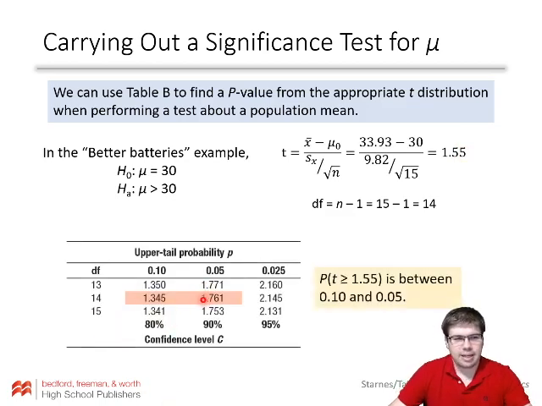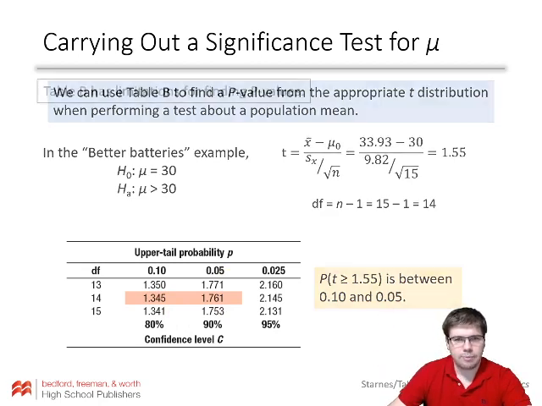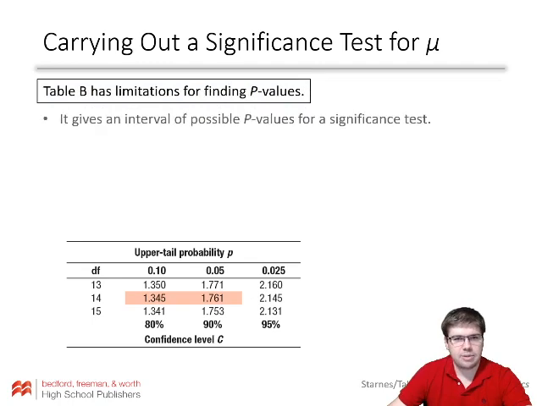So the limitation of this table is it doesn't actually give us our exact p-value. I'll show you how to do that in the calculator as well. But if you use the table, what you can see in row 14, if you look for this 1.55, you won't see it, but you'll see it's between those two, right? In that row 14, you'll see a 1.345 and a 1.761. So it's somewhere in between there, somewhere between 5 and 10% for the tail probability. And so all we can get from our table is that the p-value is somewhere between 10 and 5%. That's the best we can do with that. So it has its limitations for finding p-values. It gives an interval of possible p-values for a significance test.